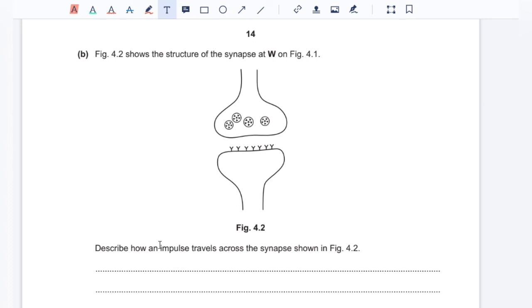And the way that the impulses travel across the synapse is that the vesicles in the presynaptic neuron will fuse with the presynaptic membrane, and this will release the neurotransmitters into the synaptic cleft, which is the gap or the space between the two neurons. Then neurotransmitters will diffuse across the synaptic cleft, and they'll bind onto these receptors on the postsynaptic neuron, and this will generate an electrical impulse in the postsynaptic neuron, which will travel on.